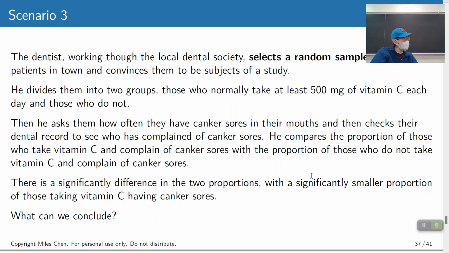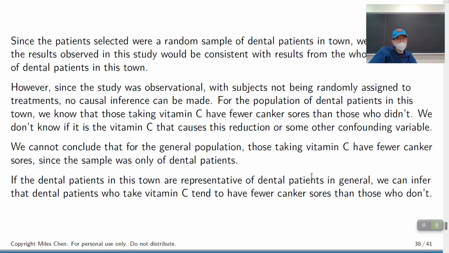Okay? Over here, this time we're going to say we get a random sample of patients, dental patients somehow, and I don't know how we did this, but somehow we got this random sample, but it's an observational study. And so what happens here? Well, we can now generalize to the larger population of, I guess, all dental patients in the town. Okay?